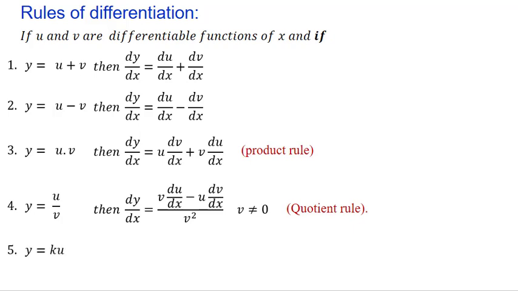And finally, y is equals to k into u. It gives me dy upon dx as k into du upon dx. Here k is constant. So we have already seen these rules. We have seen the formulas also, and we have solved some problems based on these rules and formulas in 11th class. Now in 12th class, we will first see derivative of a composite function.